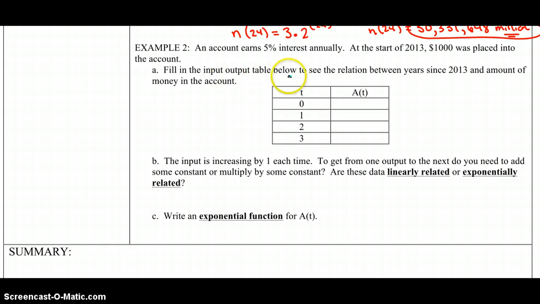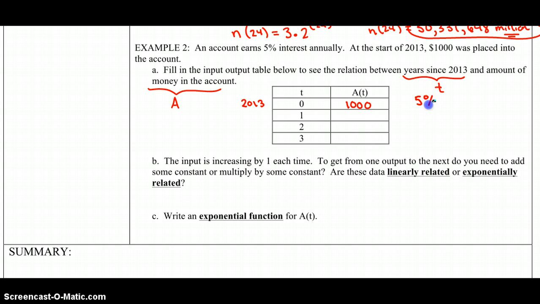We want to fill in the input-output table below to see the relationship between years since 2013, t, and the amount of money in the account, which we're going to use the variable A. So when t equals 0, this is going to correspond to the year 2013. Initially there was $1,000 in the account, and it said that it's going to get 5% interest.